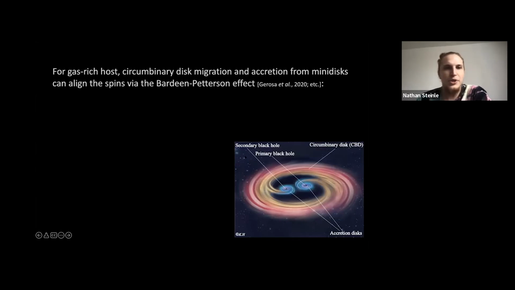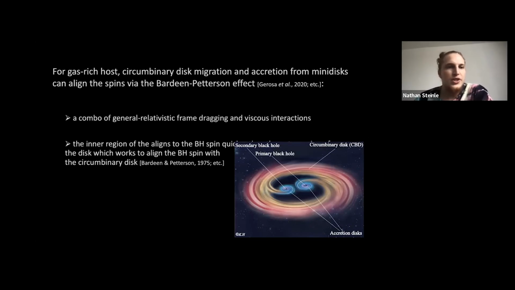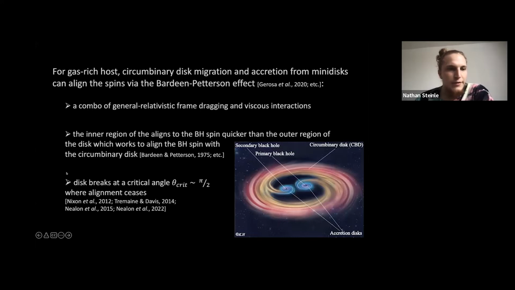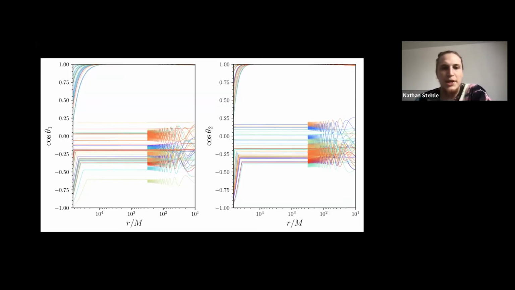This accretion can align the black hole spins by the Bardeen-Petterson effect, which is essentially a combination of Lense-Thirring precession and viscous interactions, and it's complicated. But basically, the inner region of the disk aligns to the equatorial plane of the black hole quicker than the outer region of the disk, which is working to align the black hole spin with the orbital angular momentum of the circumbinary disk. That effectively creates a warped structure of the accretion disk. If the warping is substantial enough, depending on the parameters that govern the disk profile, the disk can actually break at a critical angle. In our model, we assume that if we encounter a critical angle, the alignment ceases and the angle is just held constant for the rest of the disk migration phase.